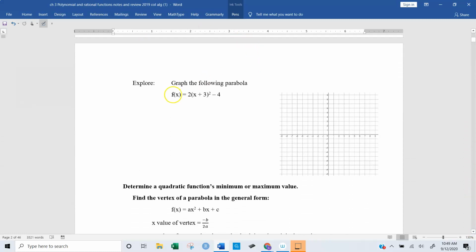Okay, first thing you should have said is my vertex. I hope you remember it was opposite of this guy, is -3, -4. So we go to -3, -4, and we put our vertex. We know our axis of symmetry is the x value, so that's x equals -3. So here is my axis of symmetry, or my mirror line. Okay, next we have to find our x-intercepts. And we do that by letting y equal 0.